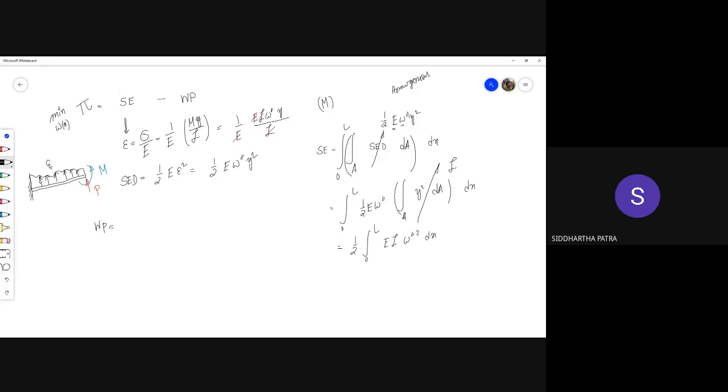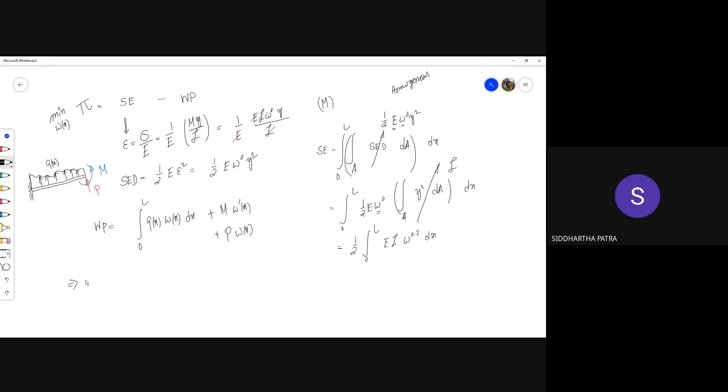Now, everywhere there is this distributed load. Also, W is considered positive if it is upwards. So Q of X, W of X is the work potential due to the distributed load per unit length. And then you integrate with respect to X. So that is the work potential due to the distributed load. Then you have M times W prime of X, so the moment times the rotation. And then the applied force times the deflection.